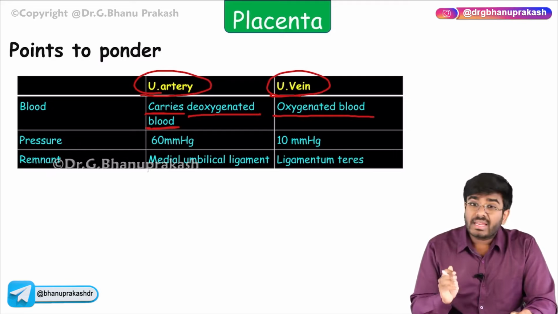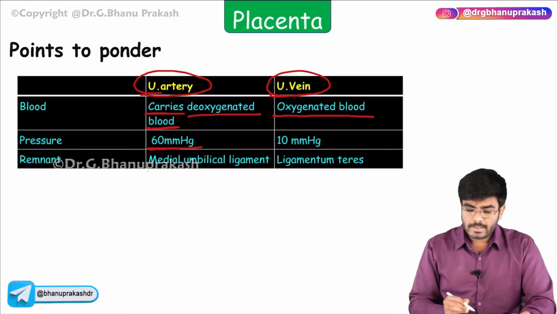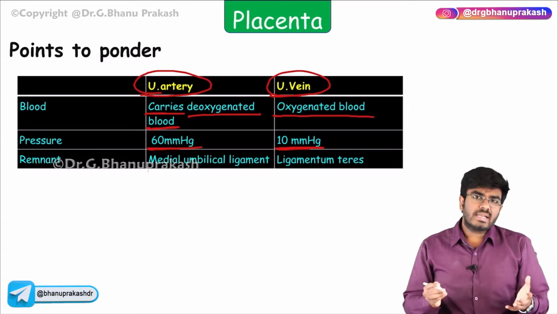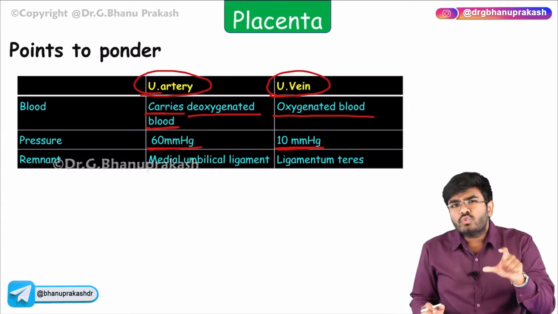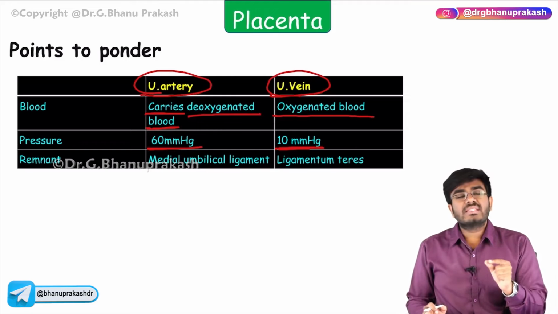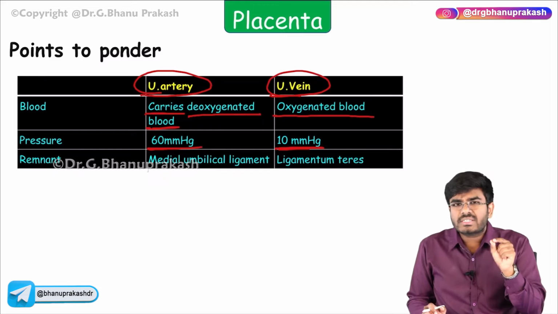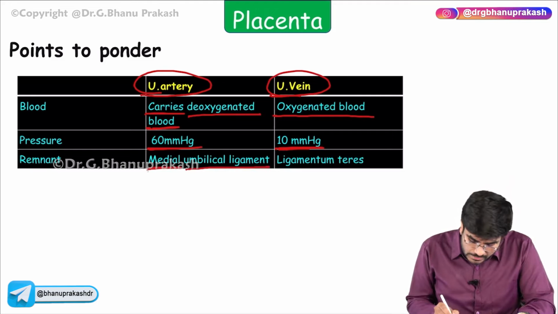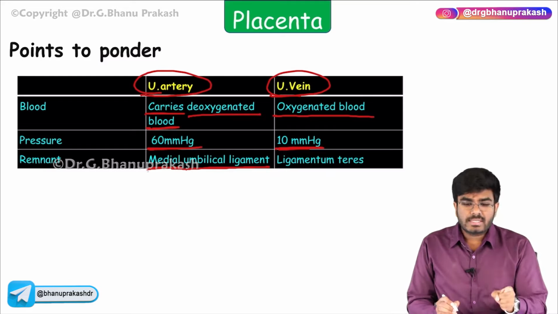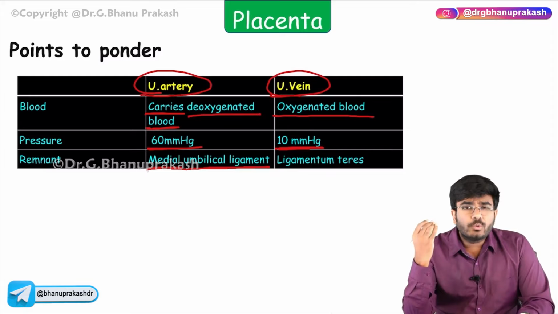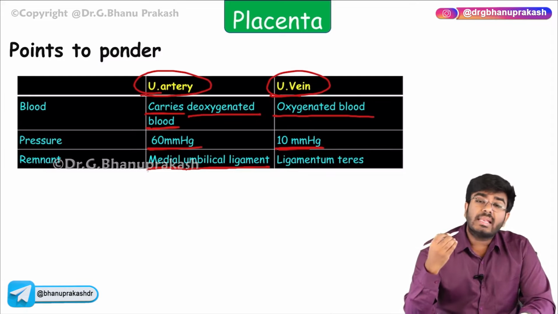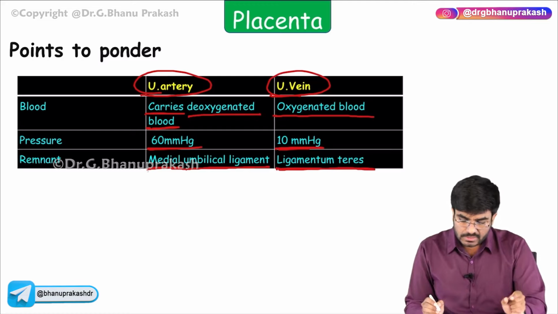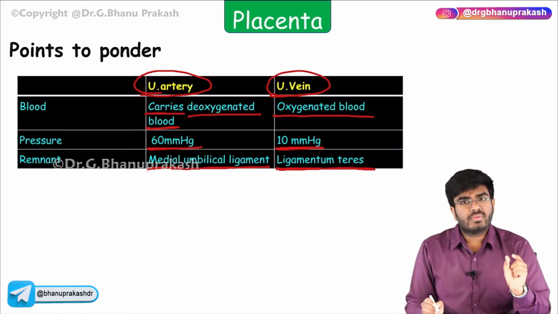Now, what is the pressure in the umbilical artery? As it is an artery, more pressure will be there, 60 mmHg, and in the umbilical vein, 10 mmHg will be there. But once after delivery, the baby doesn't need the umbilical artery or umbilical vein. So the umbilical artery after birth is going to be obliterated and present as a remnant. So, what is that remnant? Medial, it's not median, medial umbilical ligament. So, the umbilical artery remnant is the medial umbilical ligament, and the umbilical vein is going to be obliterated and present as a ligament near the liver, that is ligamentum teres hepatis. So, ligamentum teres hepatis is nothing but a remnant of the umbilical vein in the fetus after birth.